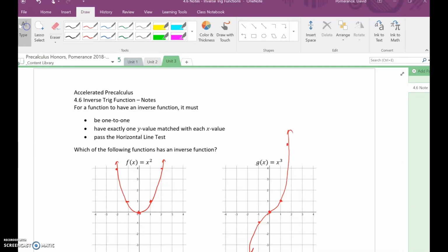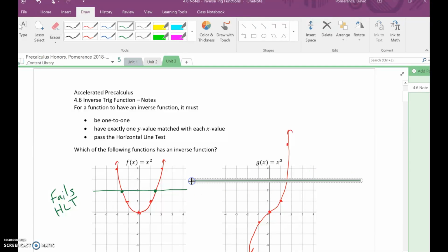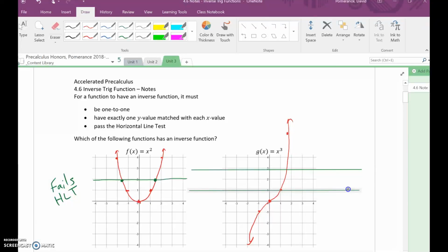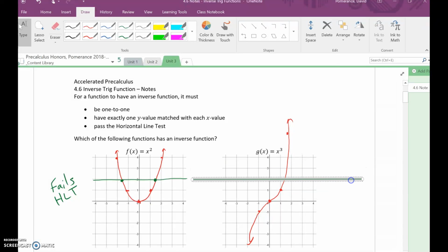Well, the horizontal line test says draw a horizontal line, and if it crosses more than once, crosses twice, then it fails the horizontal line test. Fails horizontal line test. And the question is, can we do the same thing over here with the x cubed? And we know the answer to that. Let's see if we can try to find anywhere where we can draw a line and it crosses the cube root function more than once. And of course the answer is no.